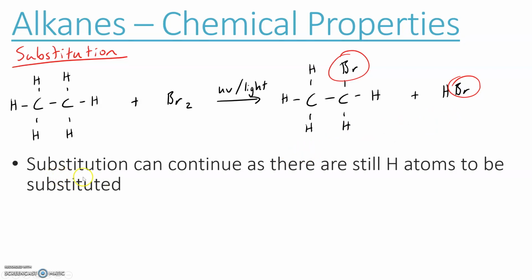Then, as I say here, substitution will carry on because there are still hydrogen atoms to be substituted until all of them have been replaced. And this reaction for an alkane requires the presence of UV light as a catalyst, and it happens slowly, not instantaneously like it does with an alkene.